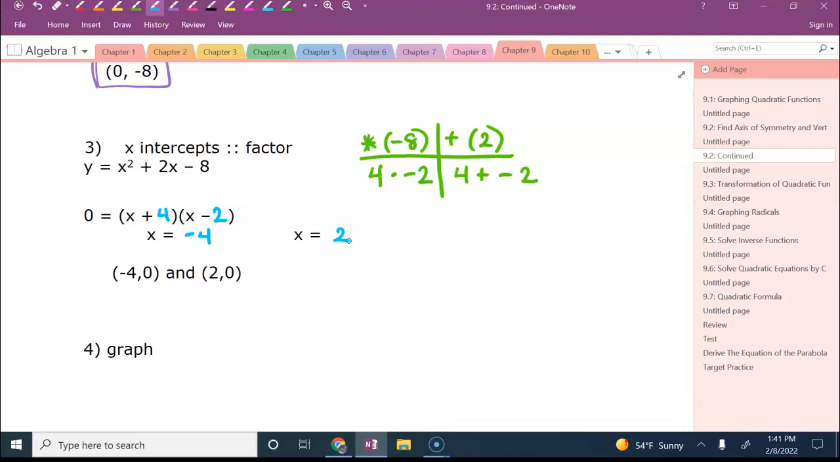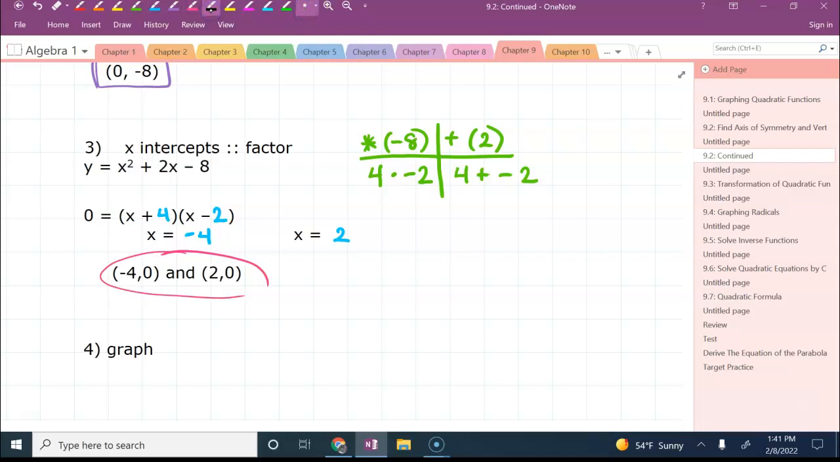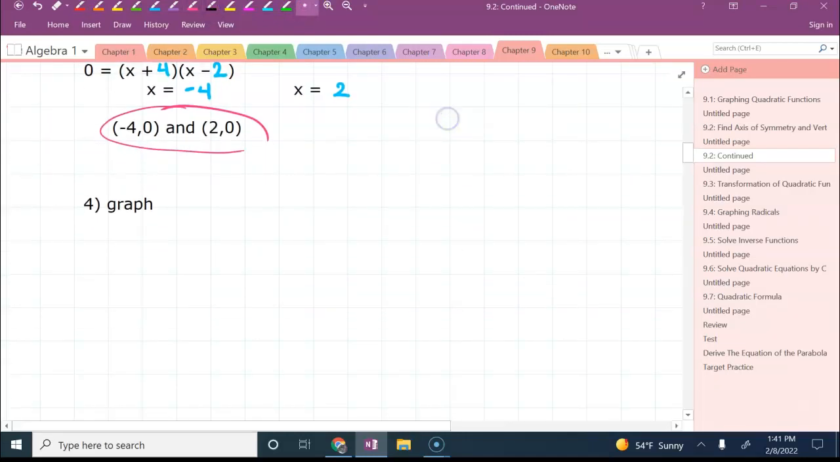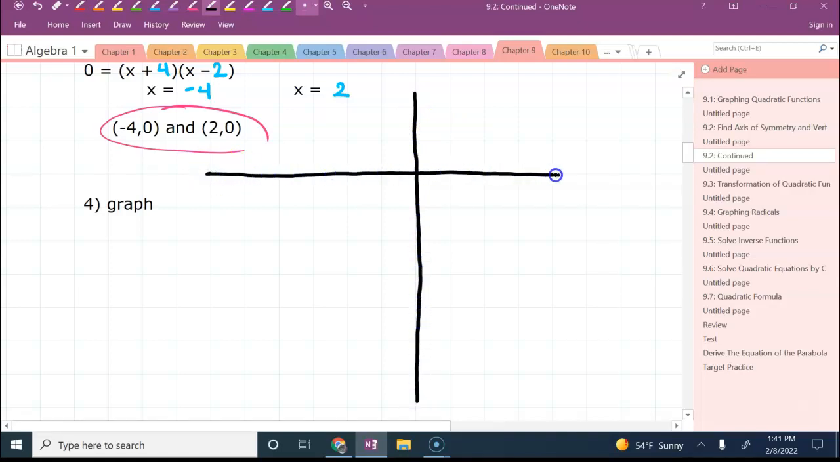So now what I can do is graph. I can graph my vertex from up above, my y-intercept, and now my two solutions, because these are going to be where the graph crosses the x-axis. So if I come down here to my graph, that vertex point that we found at the very beginning, we said was negative 1, negative 9.